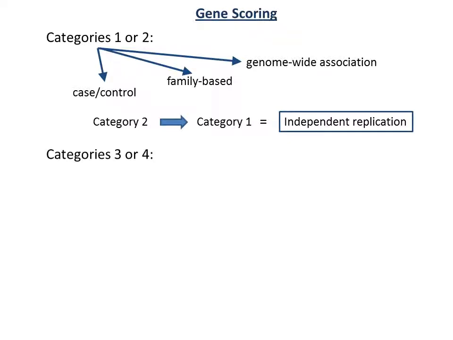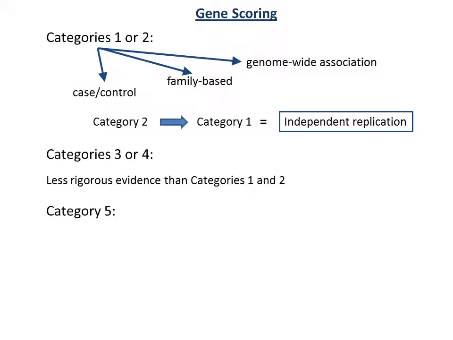Genes in Categories 3 and 4 must still have at least one piece of evidence linking them to autism, although that evidence is not as rigorous or convincing as required by Categories 1 and 2. For example, Category 3 and 4 evidence might involve rare mutations with a lack of statistical comparison or data concerning gene expression or function that links the gene to autism.